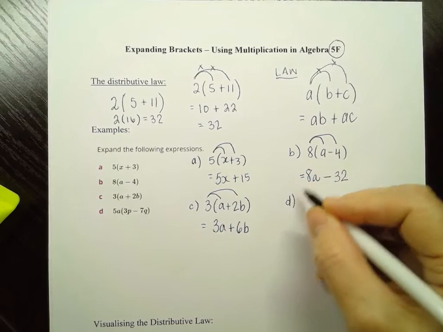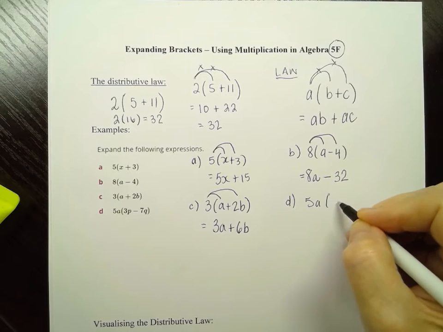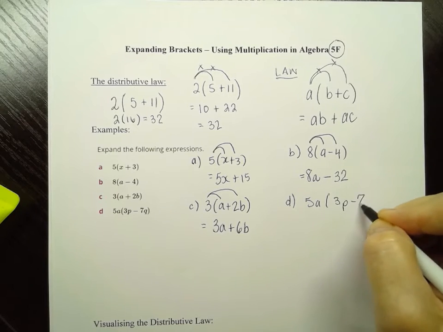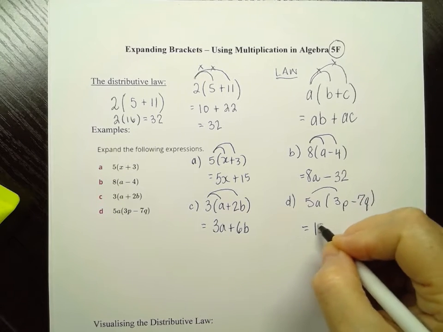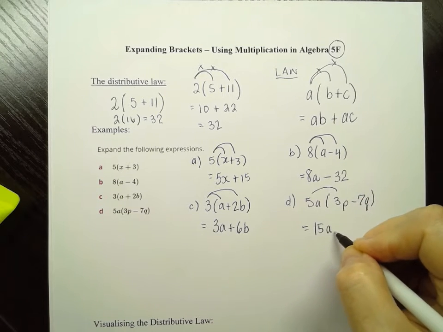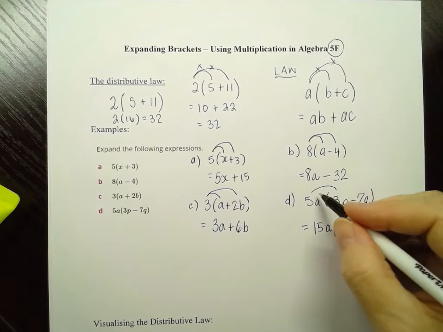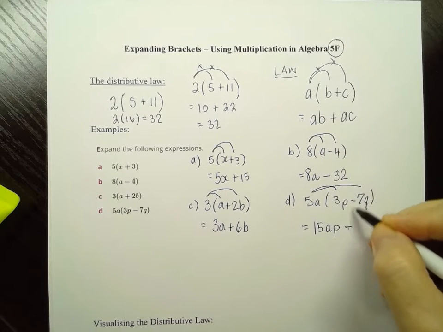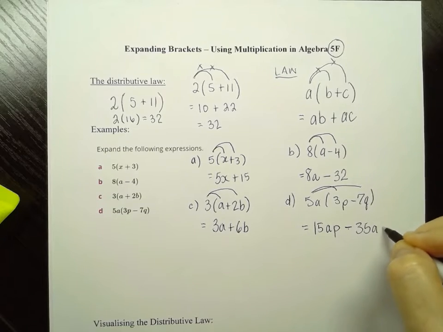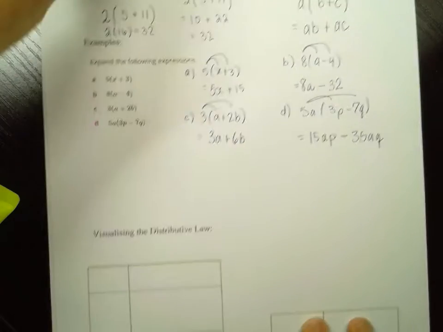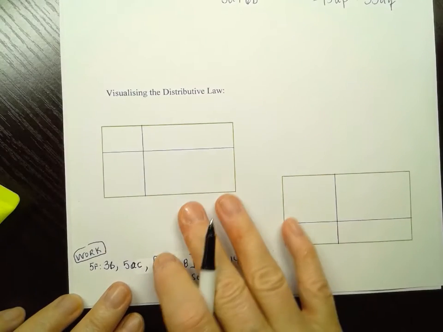And D is even harder. 5a bracket 3p minus 7q. Now let's see. 5 times 3. And then I collect the terms here, or I collect the letters. Same sign, minus, whatever's there is there. 5 times 7. Great.